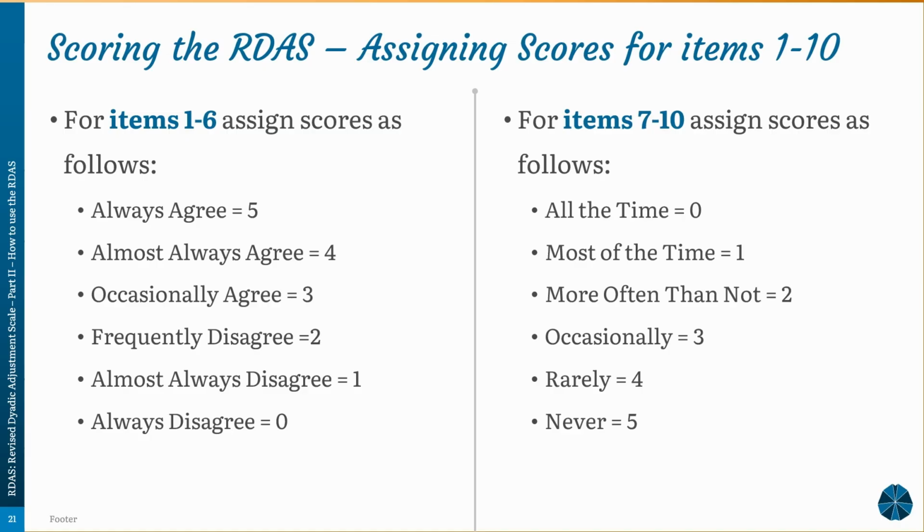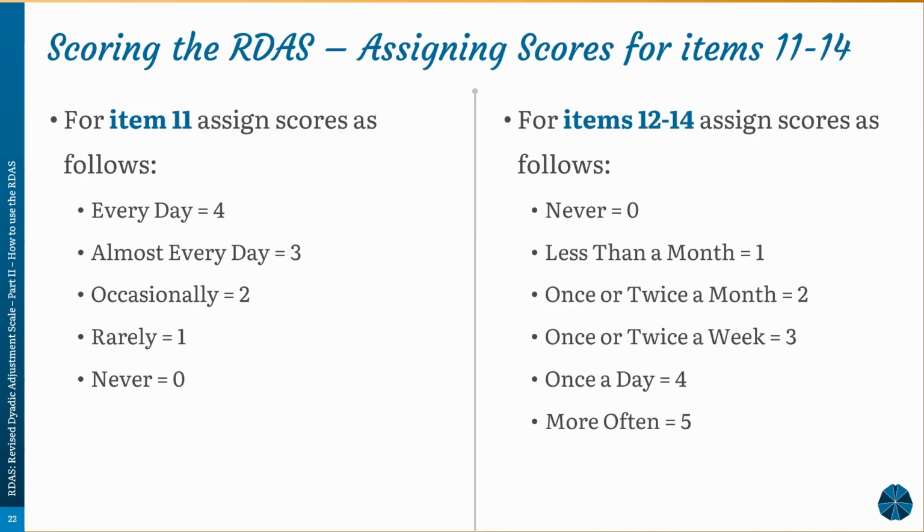Assign items 7 to 10 a score of 0 for all the time, 1 for most of the time, 2 for more often than not, 3 for occasionally, 4 for rarely, and 5 for never. Assign item 11 a score of 4 for every day, 3 for almost every day, 2 for occasionally, 1 for rarely, and 0 for never. Assign items 12 to 14 scores of 5 for more often, 4 for once a day, 3 for once or twice a week, 2 for once or twice a month, 1 for less than a month, and 0 for never.